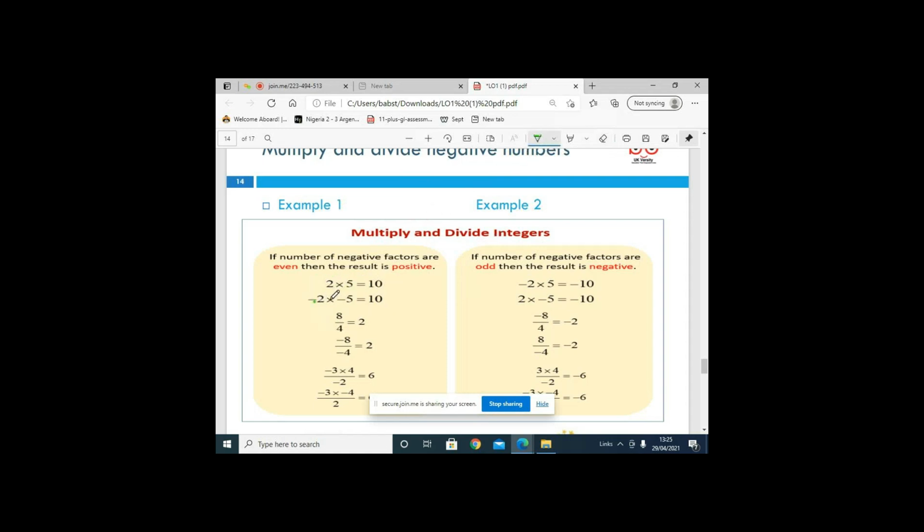So look at this one too. When you say minus times minus, what is it? Plus. Yes, it's plus. So that's going to give you positive 10. So when you say this one too, negative divided by negative is what? Positive. Yeah, it's going to give you positive this thing. That is it.